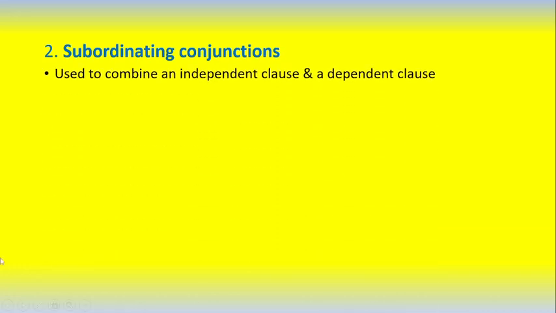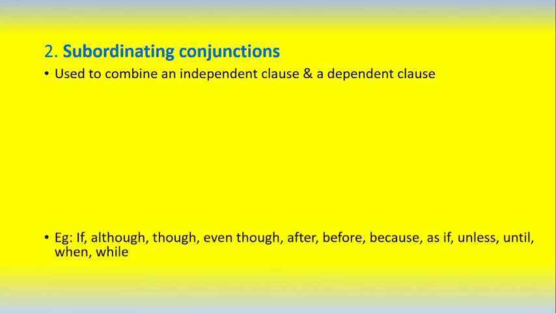Now let's go to the second one, subordinating conjunctions. So what are subordinating conjunctions? It is a conjunction which is used to combine an independent clause and a dependent clause. We have already studied in class number 1 what is a dependent clause and what is an independent clause. So these conjunctions are used to combine one independent clause and another dependent clause.